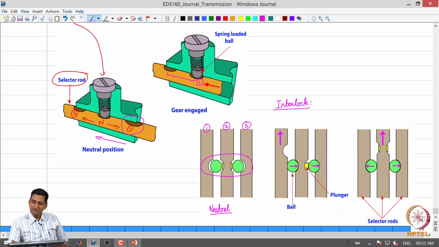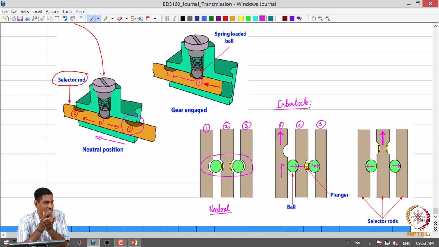Let us say now if we push selector rod 1 up, this ball is going to be pushed out of the groove, and it is going to push the pin, which pushes the other ball against the 3rd selector rod. So, the 2nd and the 3rd selector rods are held in their position by this mechanism. That is why it is called an interlock. It locks the other 2 selector rods.